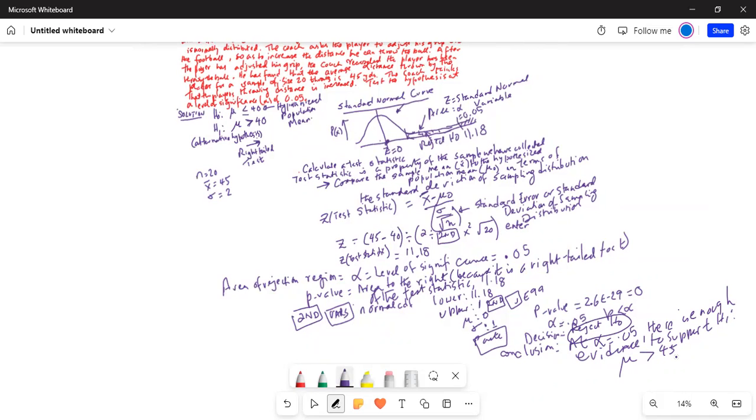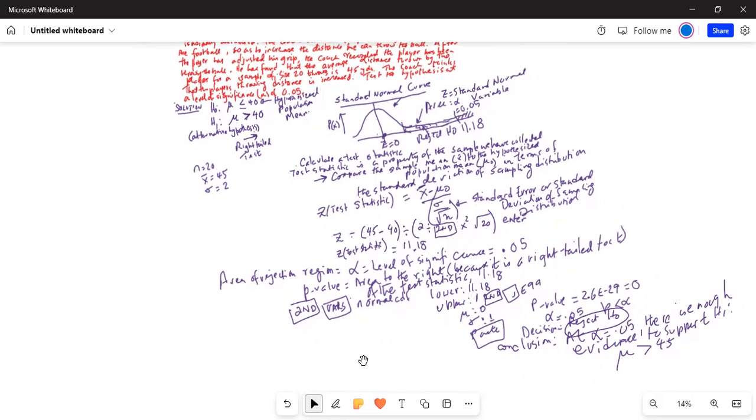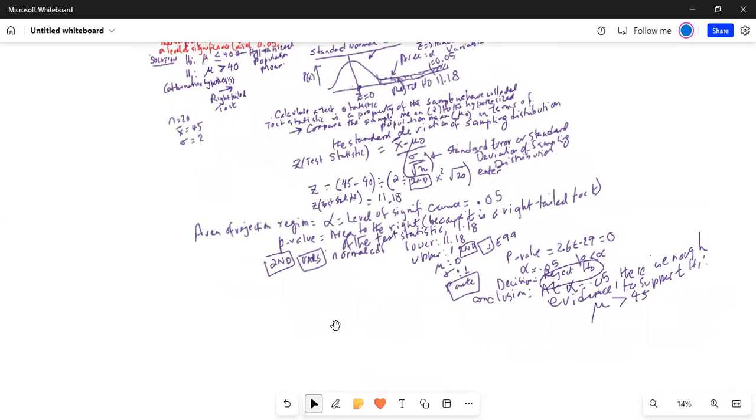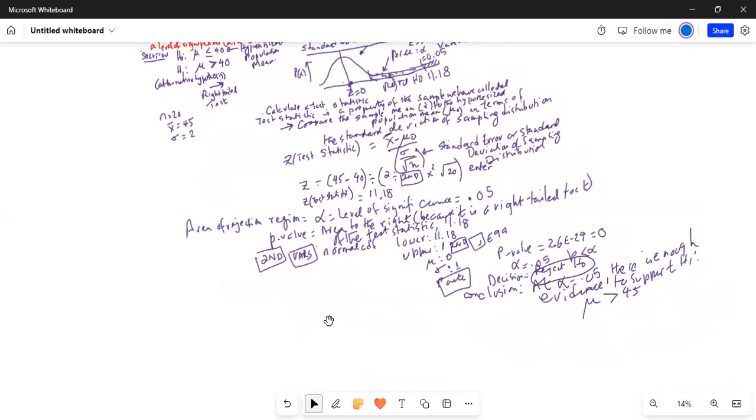Now let me create some more space and let's do this problem using the calculator. So let me go back over here. Use maybe a green color pen. Okay. Now we are going to do the same problem over here, using the TI-84 calculator.